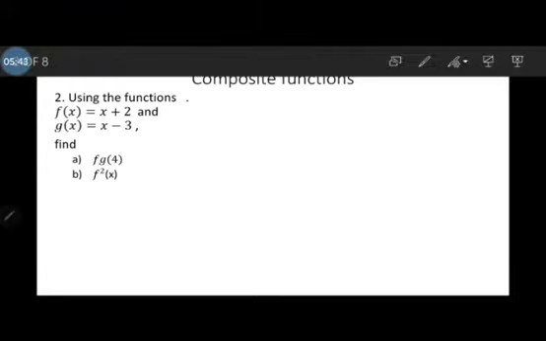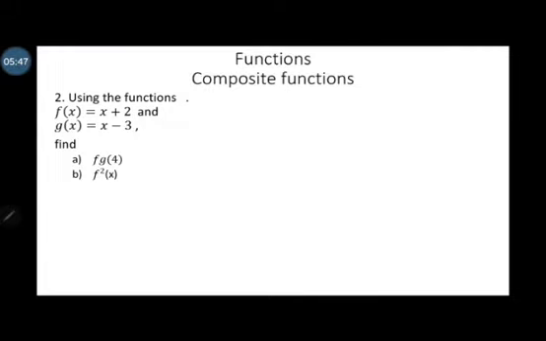Okay, we come to our second question. Our second question says, using the functions f of x is equal to x plus 2 and g of x is equal to x minus 3, find fg of 4. So what we have here is 4. So again, we deal with the function closer to what you have here in the brackets. In question number 1, what you had was x. Here the x has been given to us as 4. So we find our g of 4 first.